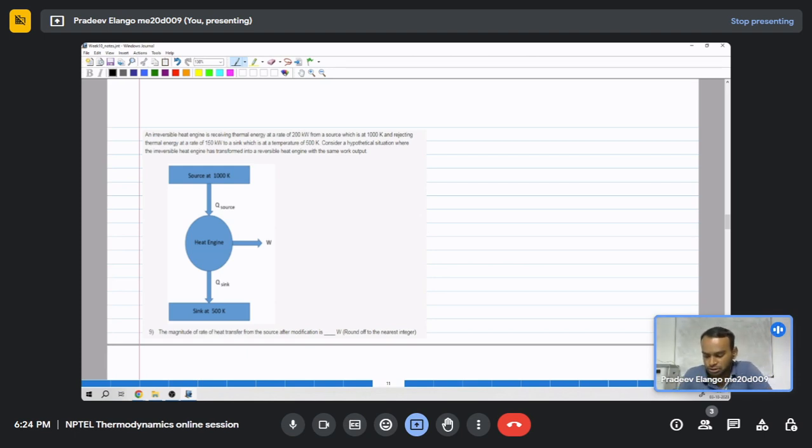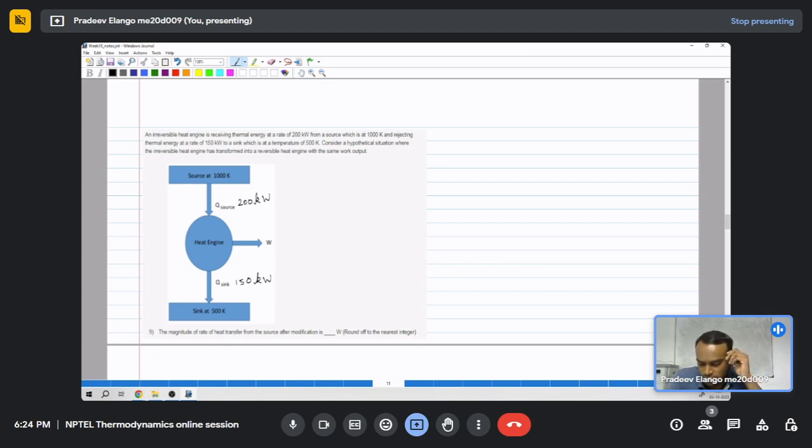In the next problem, an irreversible heat engine is receiving thermal energy at a rate of 200 kilowatt. So from the drawing, this is 200 kilowatt Q source, which is at 1000 Kelvin, and rejecting thermal energy at a rate of 150 kilowatt to a sink which is at a temperature of 500 Kelvin.